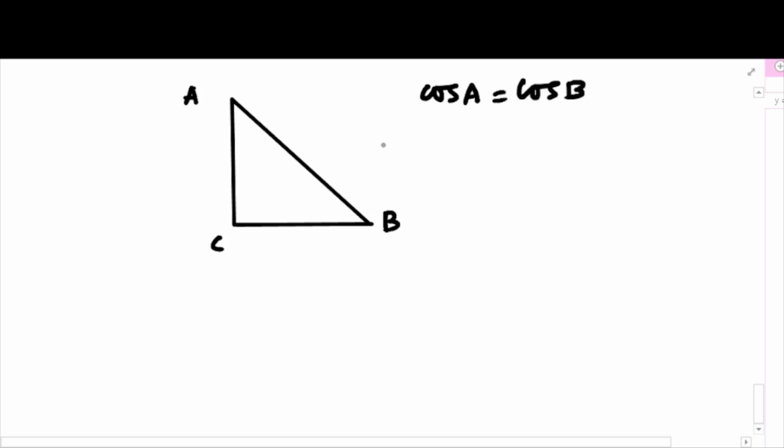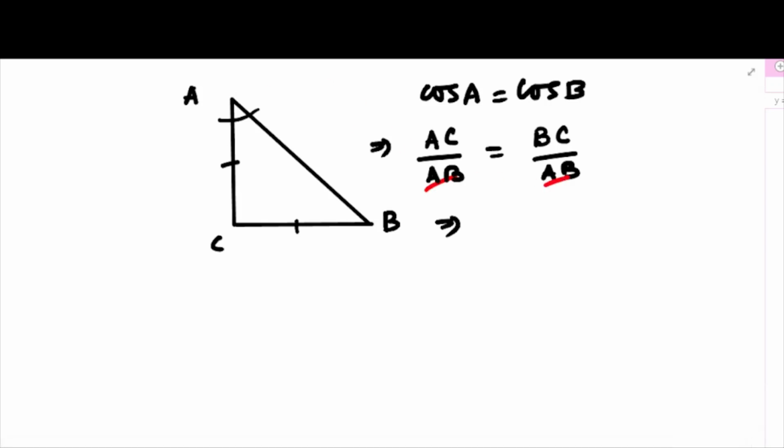Okay. Now what is the value of cos A? Cos A for this particular angle, the base is AC and the height is BC. So cos A is AC by AB. What is the value of cos B? BC by AB. So this AB gets cancelled, and we can say that AC equals BC.